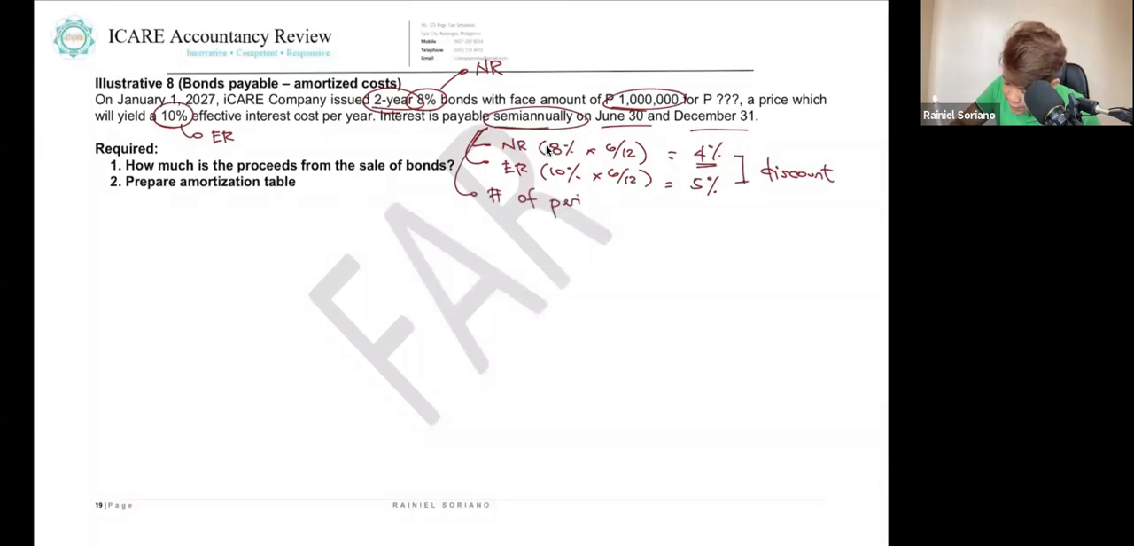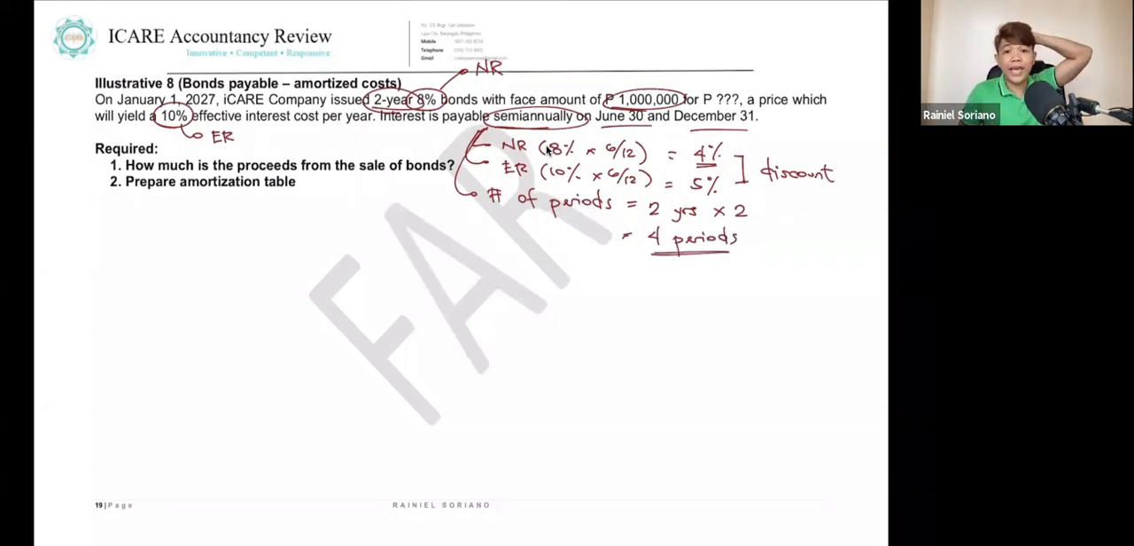Then last, number of periods. Ilan po yung number of periods natin? 2 taon nito, no? 2 years. Bawat taon, 2 beses kasi semi-annual ang bayaran. So, times 2, this is equal to 4 periods. So, we have 4 periods in total. Kapag semi-annual, don't forget to multiply by 2 the number of years and to divide by 2 the rates. Okay?